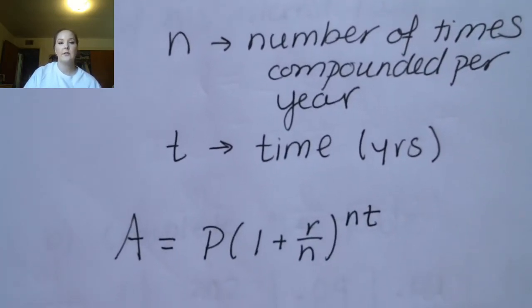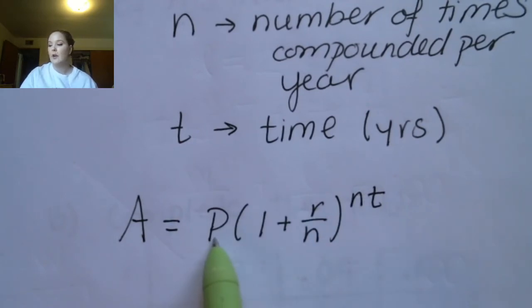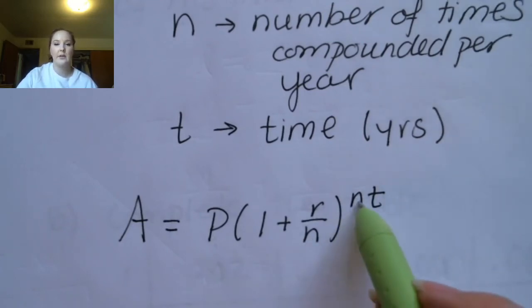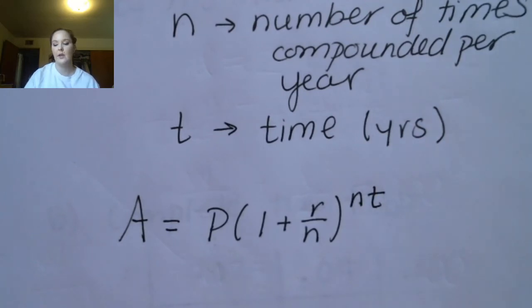So here's the compound interest formula with those things that we just talked about: initial investment, interest rate written as a decimal, number of times compounded per year, and time in years.